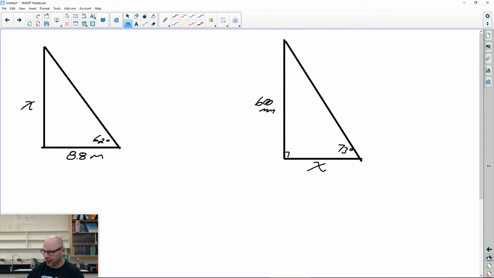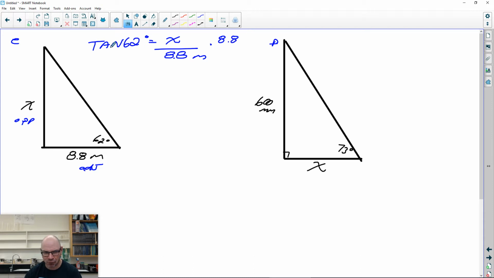Okay, so this is E and F. Okay, we've got 62 here, so this is our opposite side. This is our adjacent side. So we've got to recognize that it's going to be, I'll do it here, tan of 62 degrees is opposite, which is x, over adjacent, which is 8.8. Okay, so to get rid of it, we have to get x by itself, so we multiply by 8.8 on both sides.